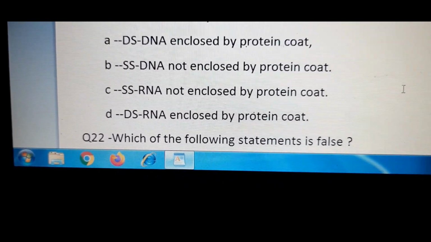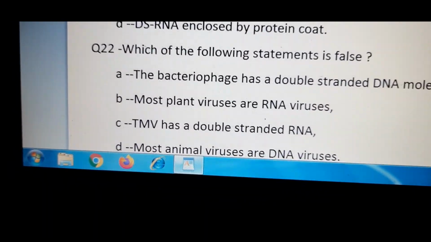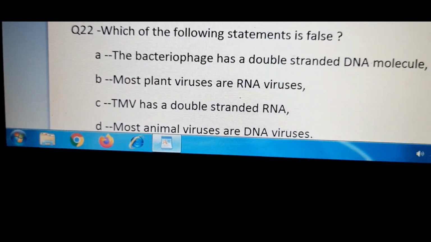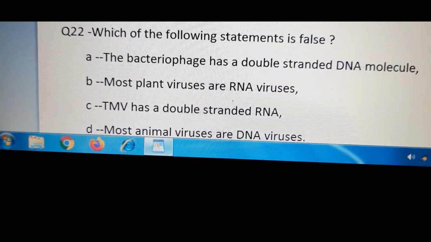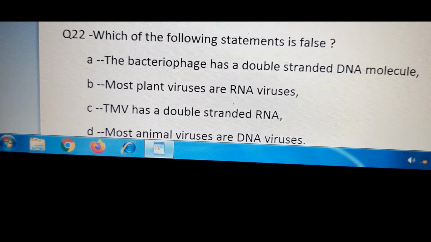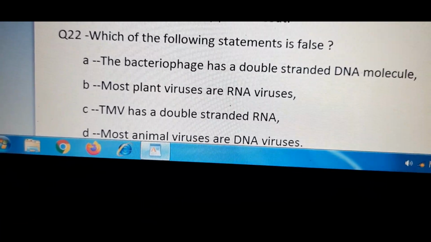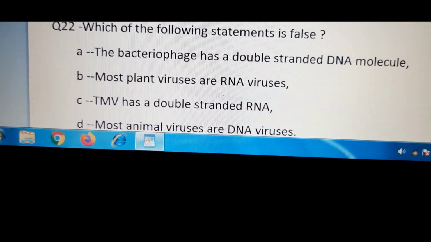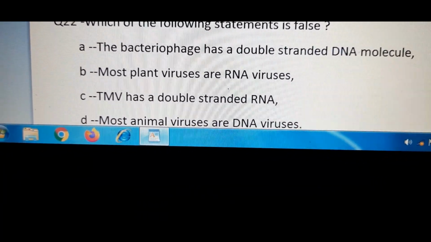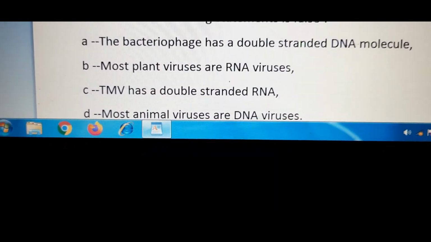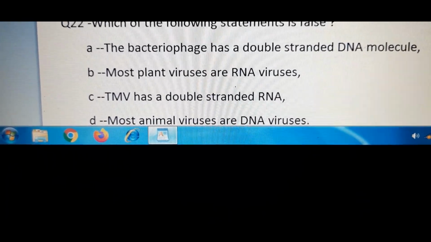Now let us go for the next question. Question number 22 reads like this: which of the following statements is false? Here three statements are correct, but only one is wrong. The bacteriophage has a double-stranded DNA molecule is one option. Most plant viruses are RNA viruses, second answer. Third one, TMV has a double-stranded RNA. Fourth one, most animal viruses are DNA viruses.